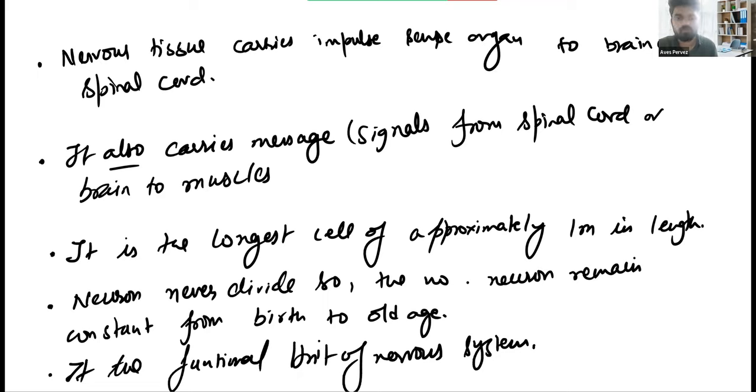Sir, which part of the cell connects all the nerves together? Like for the neuron, which part connects many neurons together? Like if one neuron is there and it gets attached. Yeah, that is called synapse.